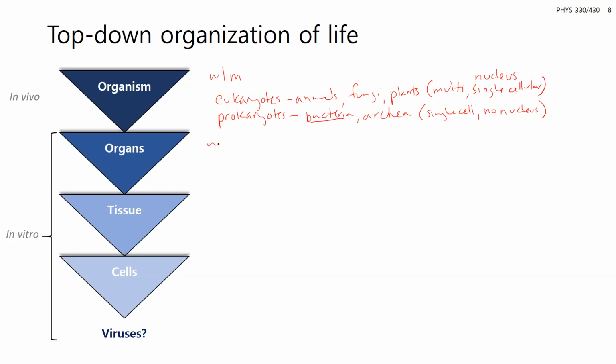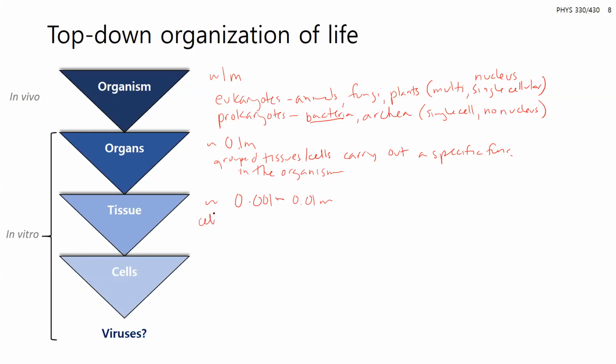Then the next level of organization would be organs, which would be on the order of 0.1 meters. And these are going to be grouped tissues or cells that carry out a specific function in the organism. While tissues are going to be on the order of millimeters or centimeters. And these are going to be cells grouped in 1 region of space to carry out a specific function again.